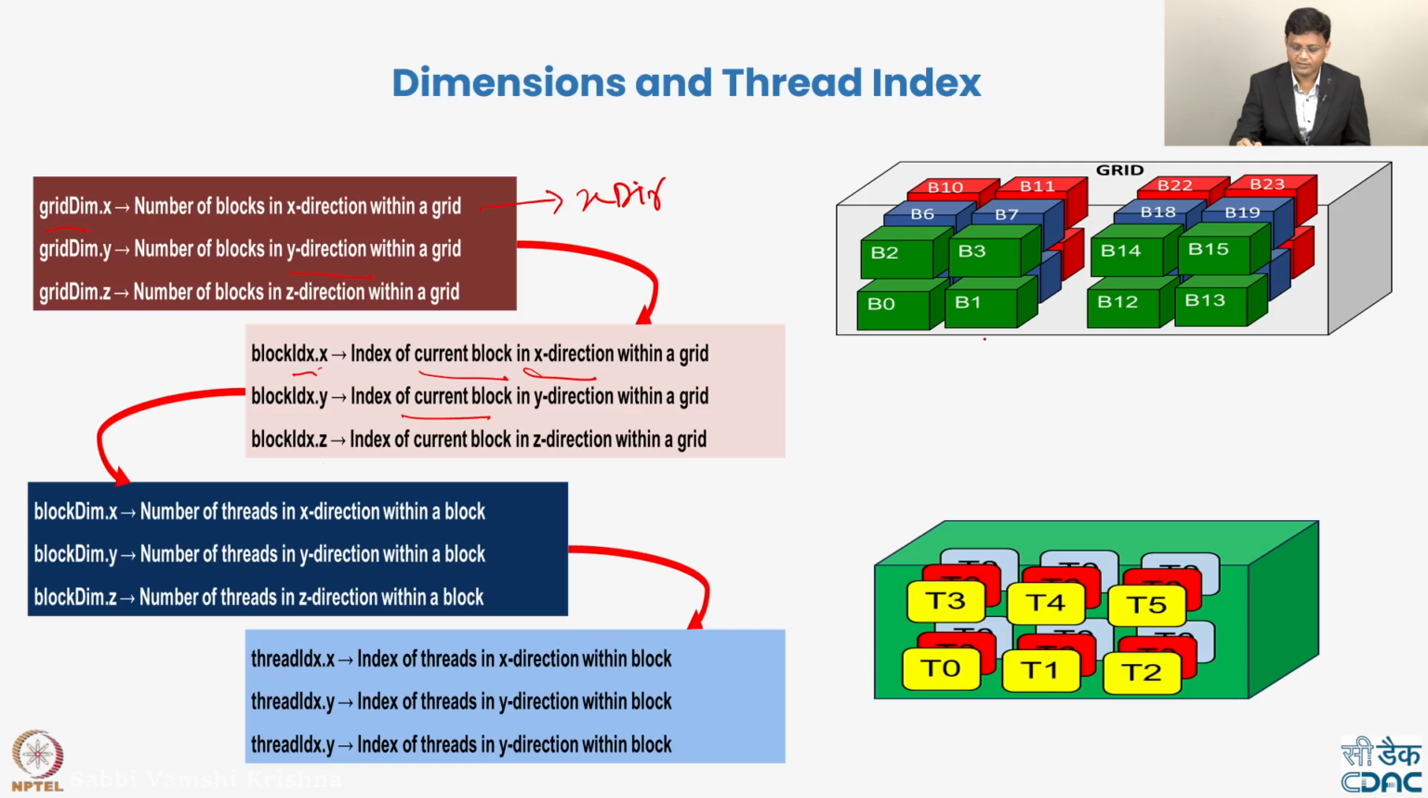So, you can say that if you try for this block, you know that the value of x is 1. So, blockIdx.x will return 1. For y, the position is 0, so blockIdx.y will give you position 0, and if you see blockIdx.z, it will give you the index 0. So, with these 3 values you can identify the position of the block in the grid.